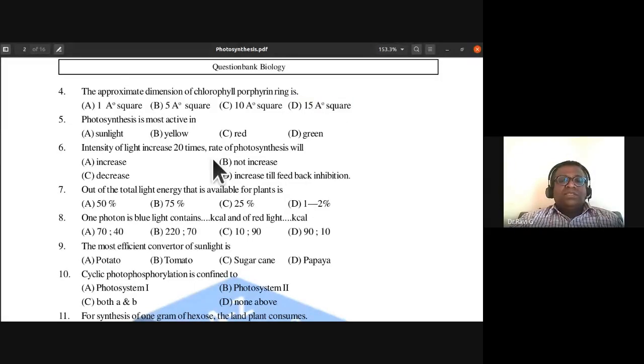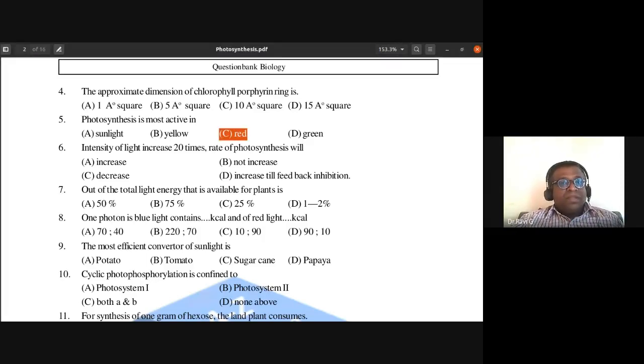See, photosynthesis is most active in which: sunlight, yellow, red, or green? So the answer is red wavelength of light. Photosynthesis will be the most active in red wavelength of light.